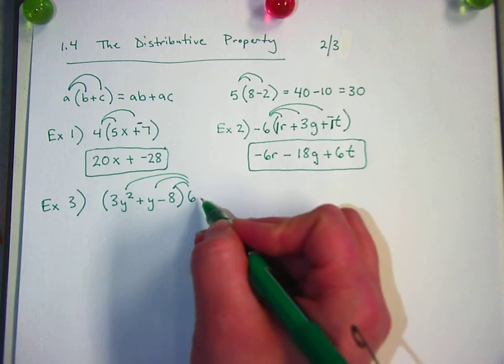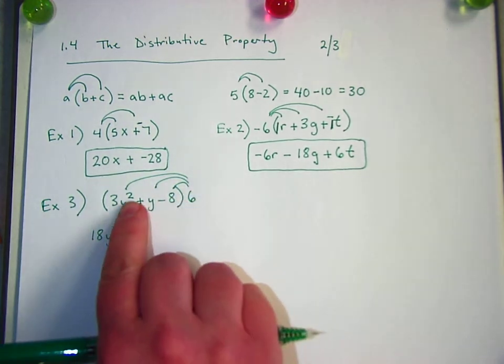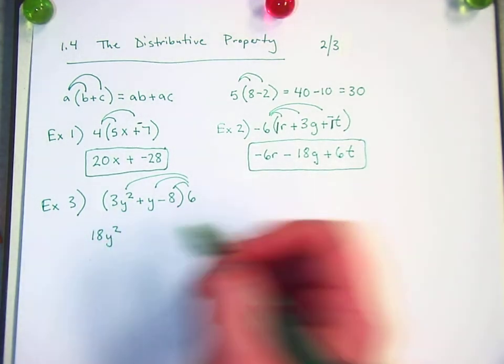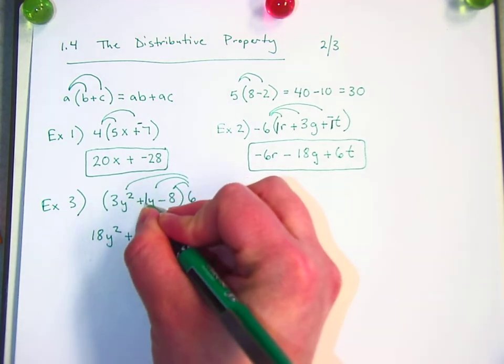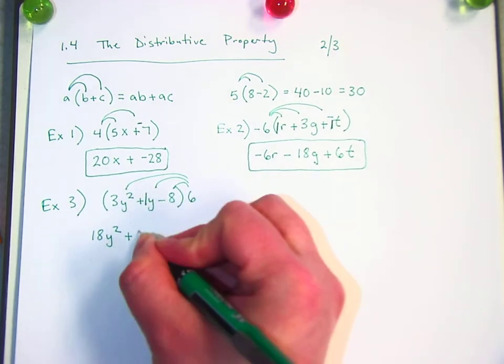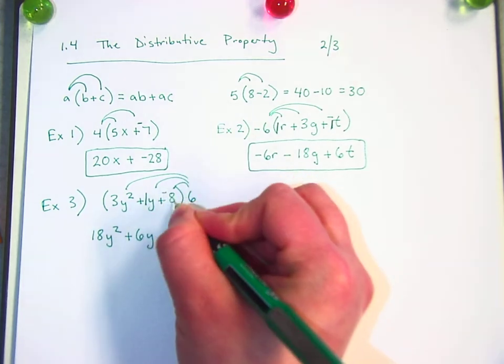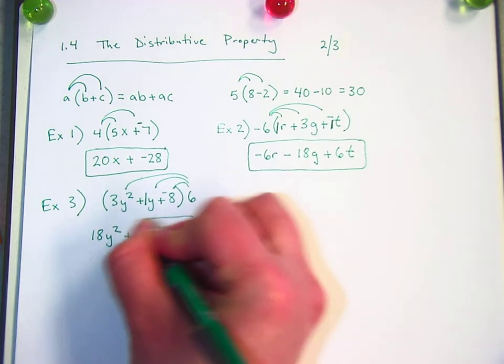3y squared times 6 is 18y squared. Notice that I didn't take this 2 and multiply by 6 as well. It doesn't become y to the 12th. The y squared just stays y squared, and it's 6 times 3. Plus, remember there's like an imaginary 1 there. 1 times 6 is 6y. And then this is like plus a negative, so that's negative 8 times 6 is negative 48.